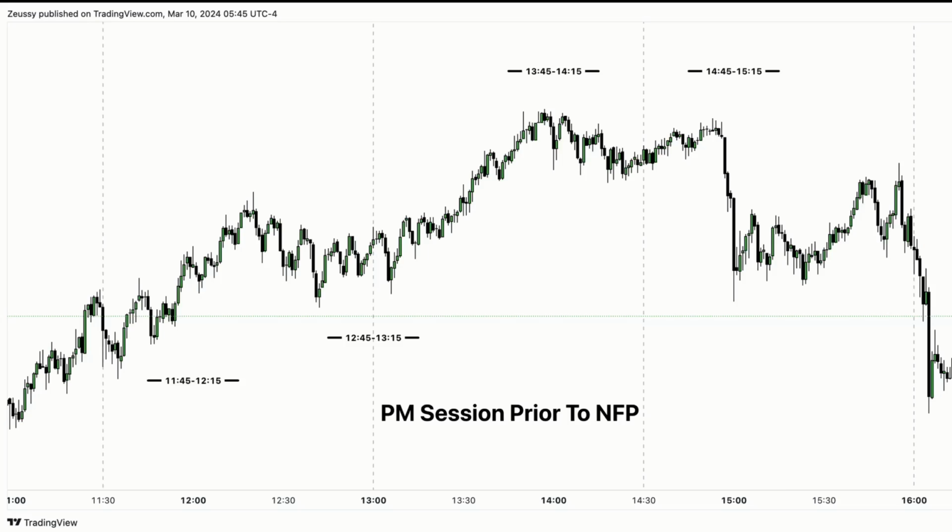And this is a perfect example of what a PM session prior to NFP looks like. Meaning that the delivery is choppy, the delivery is slow, the delivery is not aggressive. Even though there might be imbalances that you can trade off, it's not worth risking anything in my honest opinion.